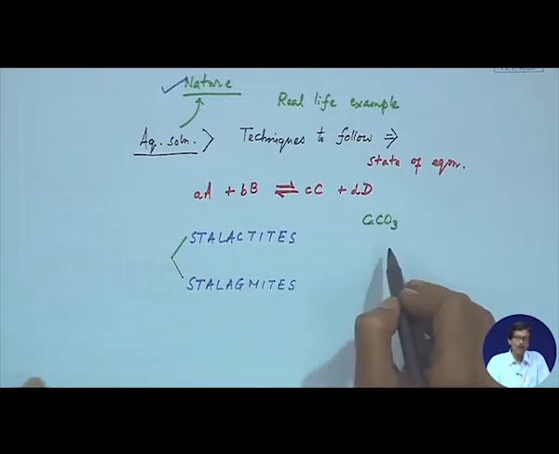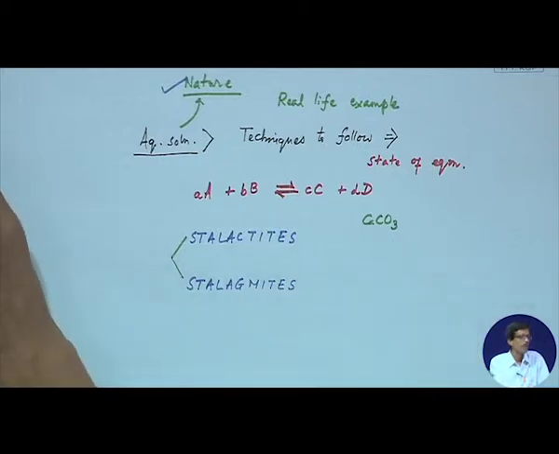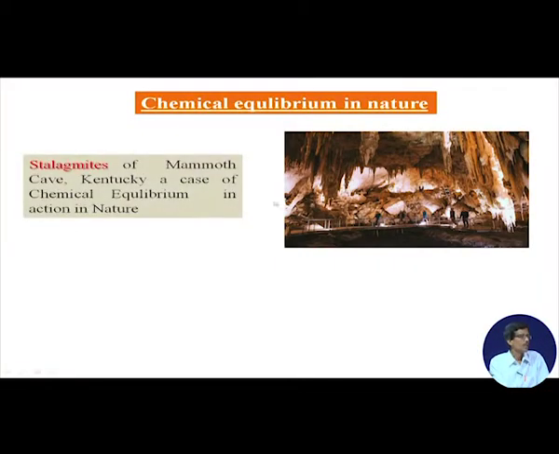So, how are these forming? This is a real life example of chemical equilibrium, which nature is controlling. These are the stalagmites of Mammoth Cave. This is the typical photograph of that Mammoth Cave, which is there in Kentucky in USA. This is a real example of a case of chemical equilibrium in action in nature.